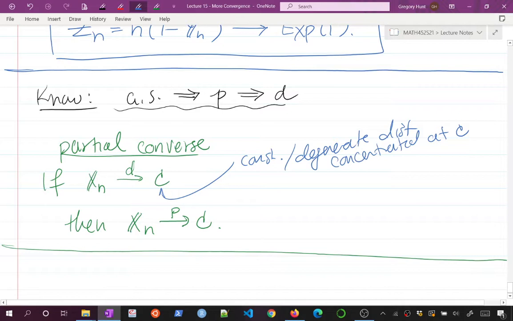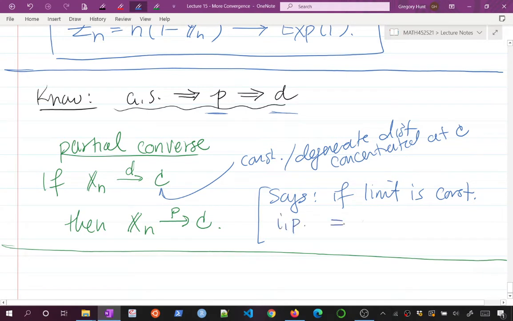Notice that the other way is already true, because we already know that convergence in probability to a constant would imply that it converges in distribution to that constant. So what this says is that if the limit is a constant, then convergence in probability is equivalent to convergence in distribution. These two concepts actually coincide when we converge to a degenerate distribution.